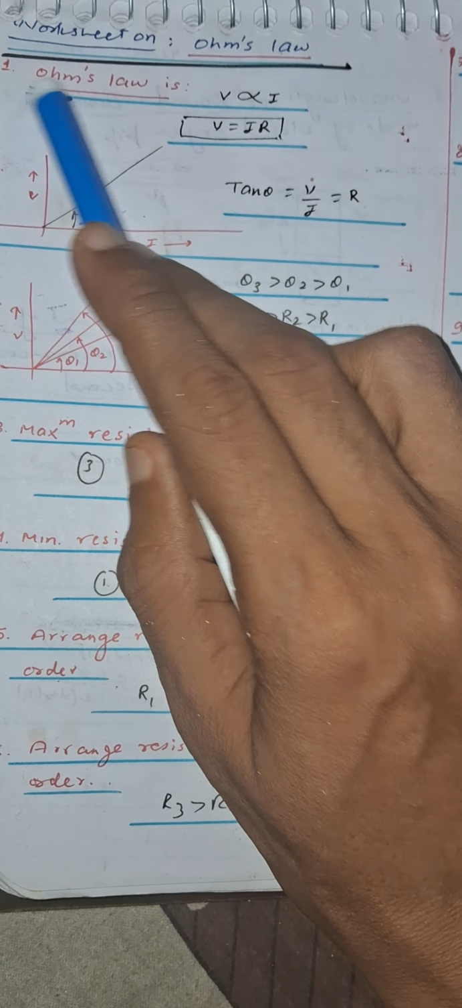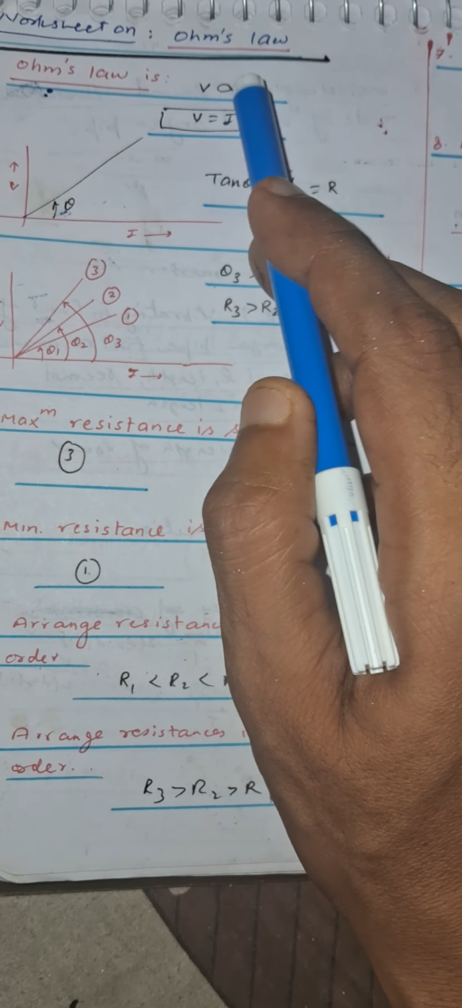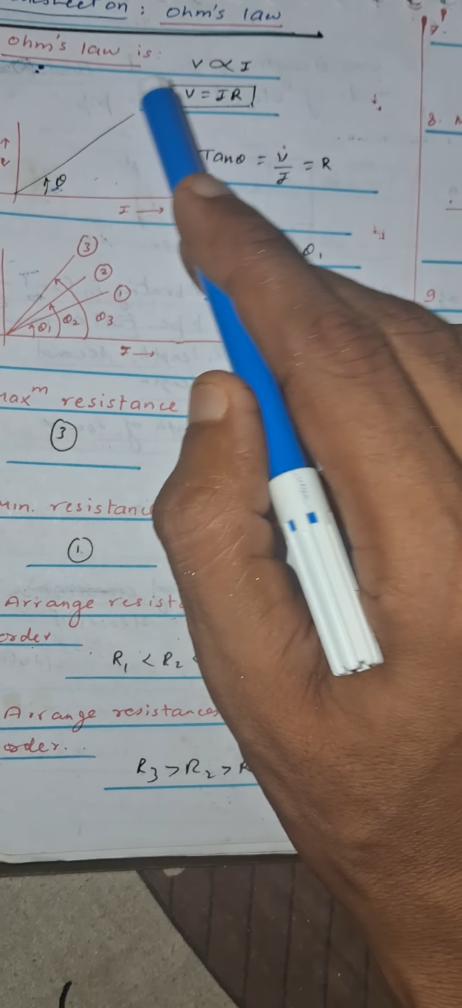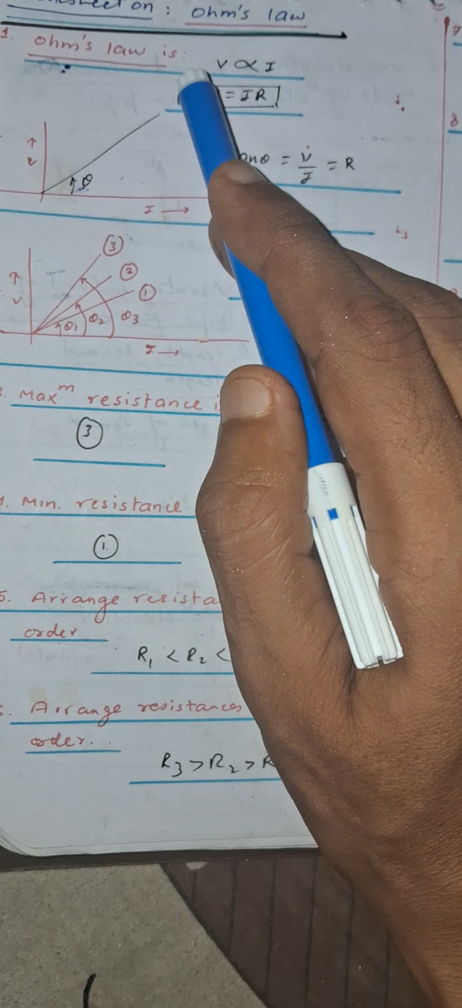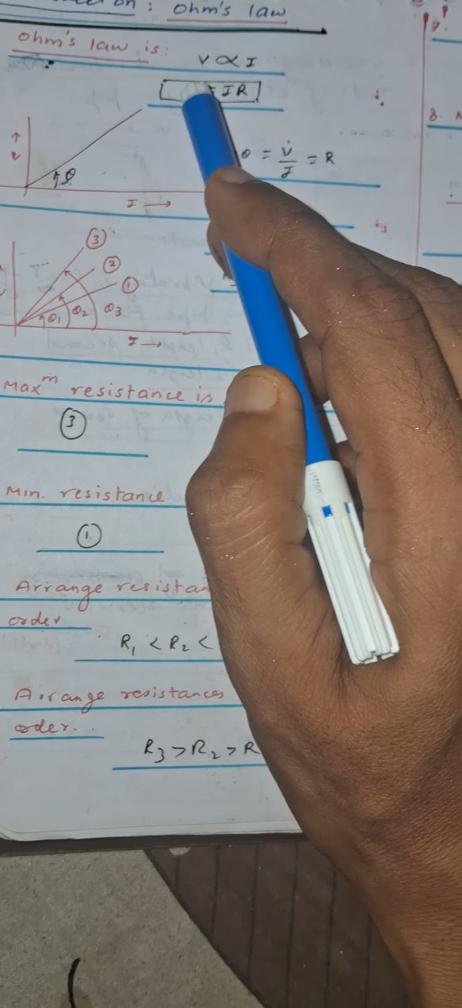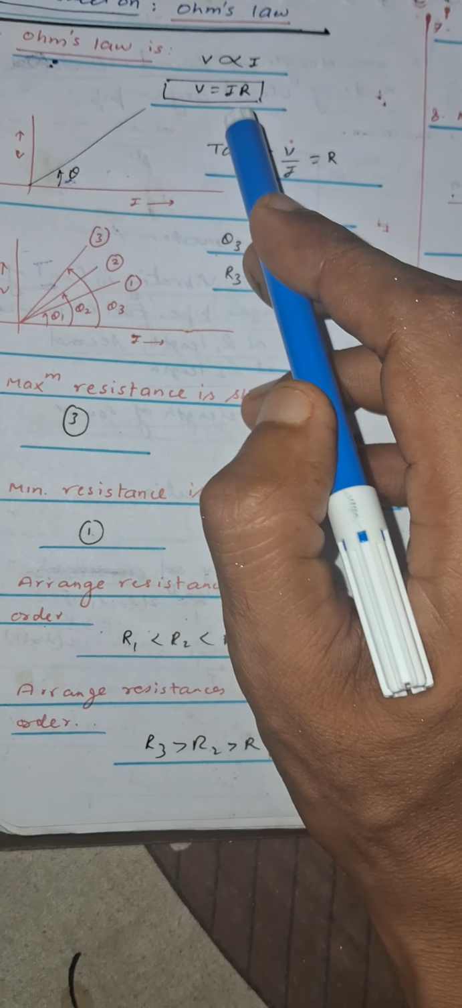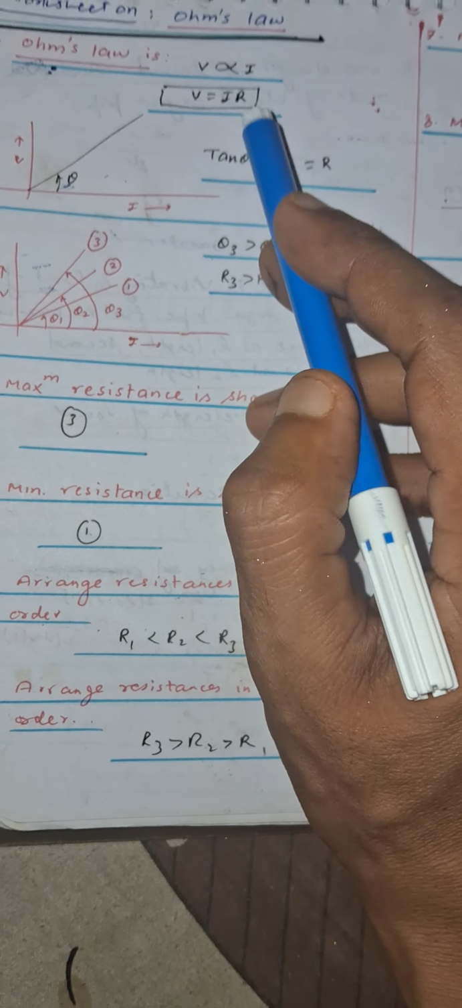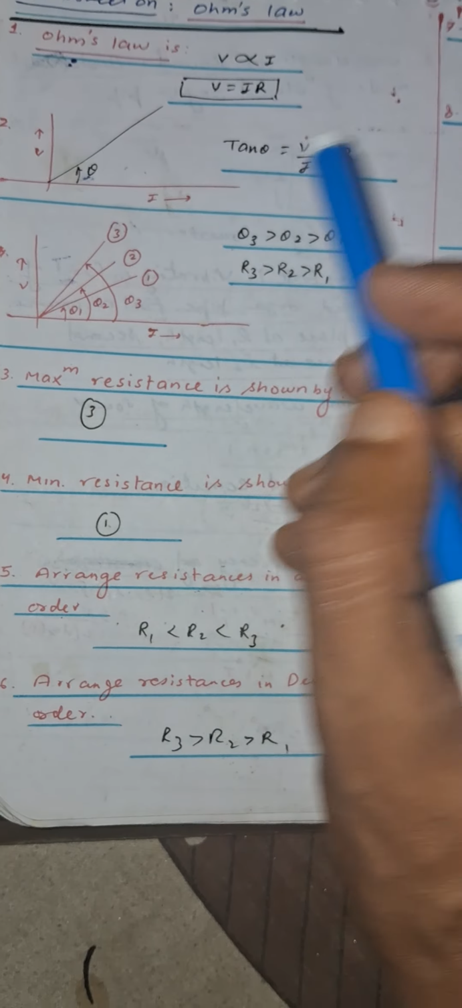So here is the first question: what is Ohm's law? Ohm's law states that V is proportional to I, or V = IR. But its real physical significance is that the voltage across an ohmic resistor is directly proportional to the current. So that is the analysis of this law.